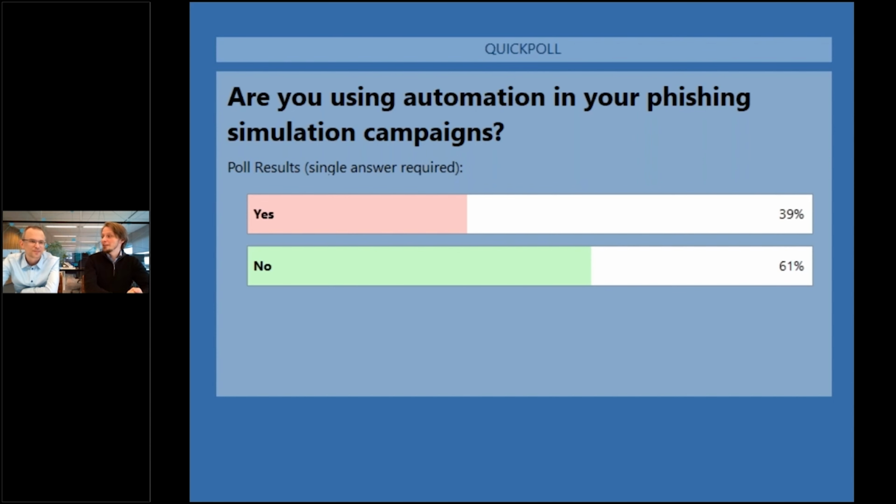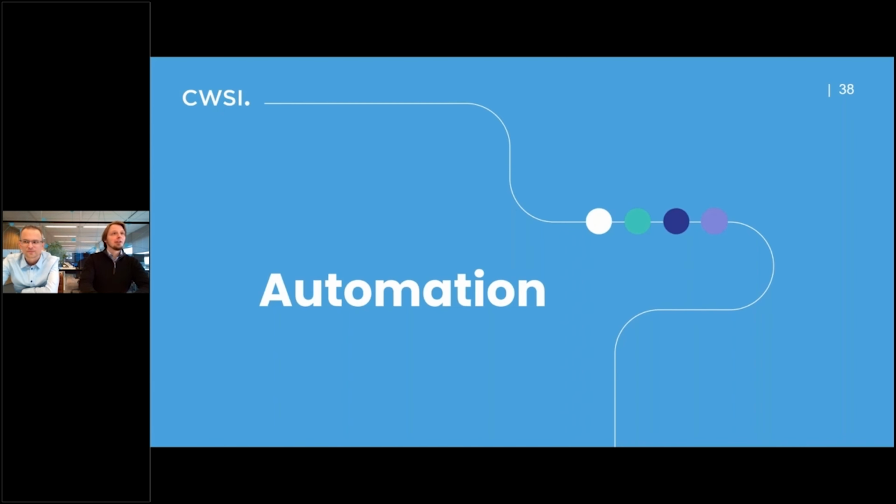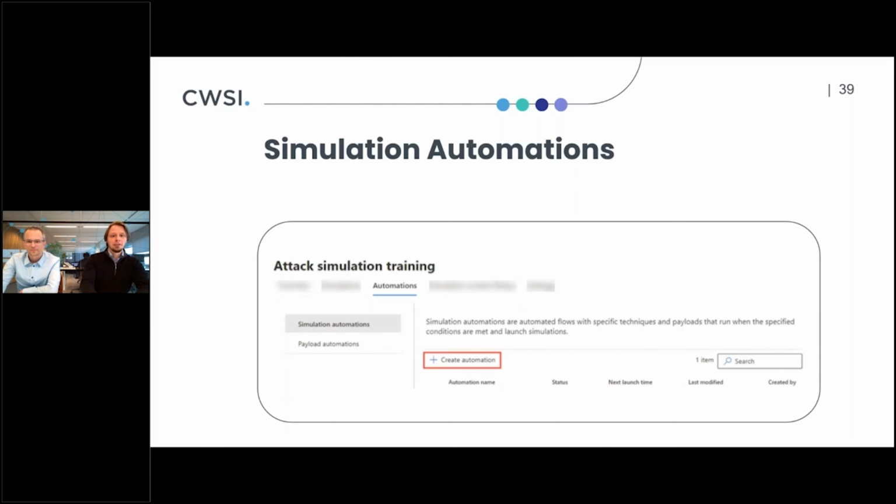And the next part might be very interesting. Yeah, there are some good wins over here, I guess. So let's go ahead and talk about the automation capabilities of the attack simulation training for Microsoft. Basically, there are two kinds of automations available within attack simulation training, and those would be simulation automations and payload automations.